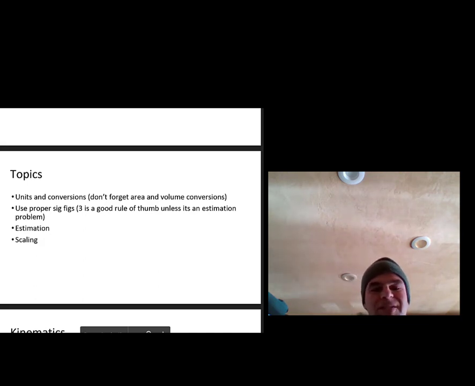Make sure you use the proper number of sig figs. 3 is a good rule of thumb, unless it's an estimation problem, which requires you to use only 1 sig fig. And of course, I just mentioned scaling. How do you get from changing something on some object to how it affects another aspect of that object, whether it's the surface area, the volume, or the length of a dimension of the object.